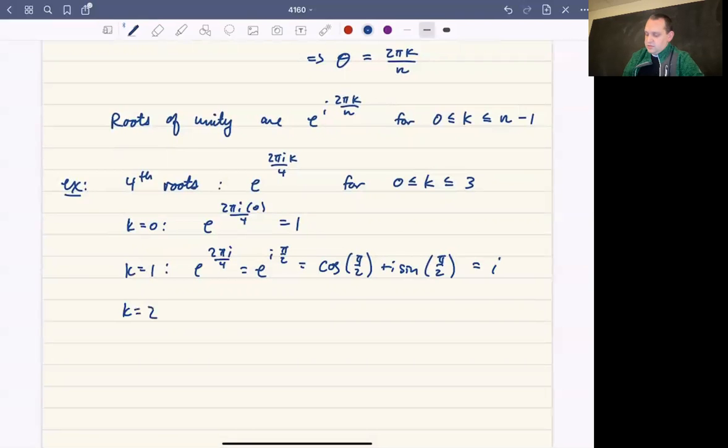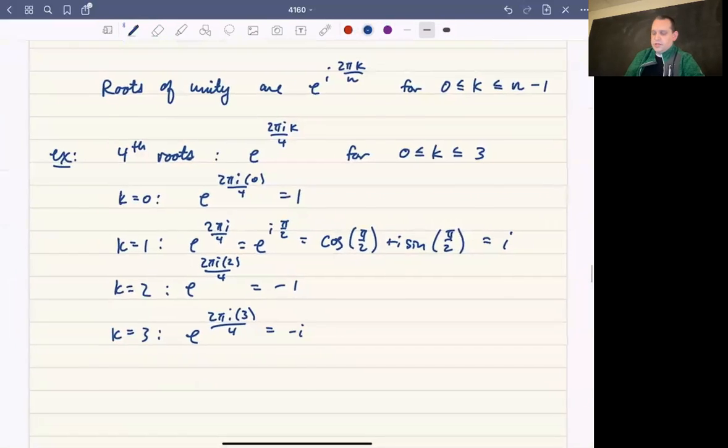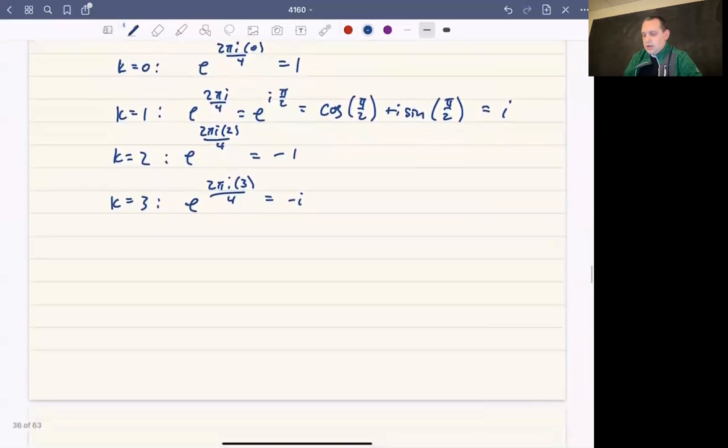And you can just check the other two, that when k equals 2, you get e to the, let's see, what would it be? 2 pi i times 2 over 4. And that would be minus 1. And then when k is equal to 3, you get e to the 2 pi i times 3 over 4, so you'll get minus i. Okay, so I'll let you check those last two, but this is how the roots of unity work in general. And now we know exactly what the roots of unity are. We don't really have to do too much work.